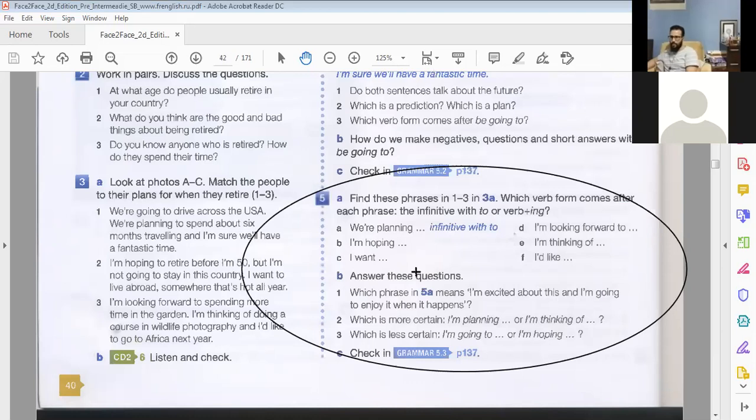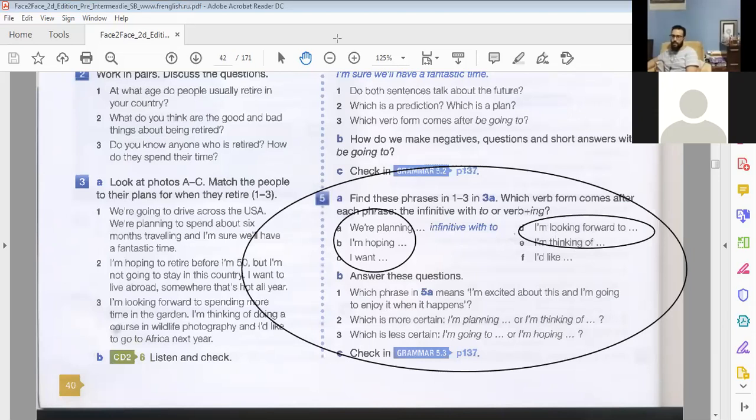But if you use the other expressions, I'm looking forward to, or I'm thinking of, we use ing. I'm thinking of traveling next week. I'm looking forward to meeting him. So we always use ing here, verb plus ing.